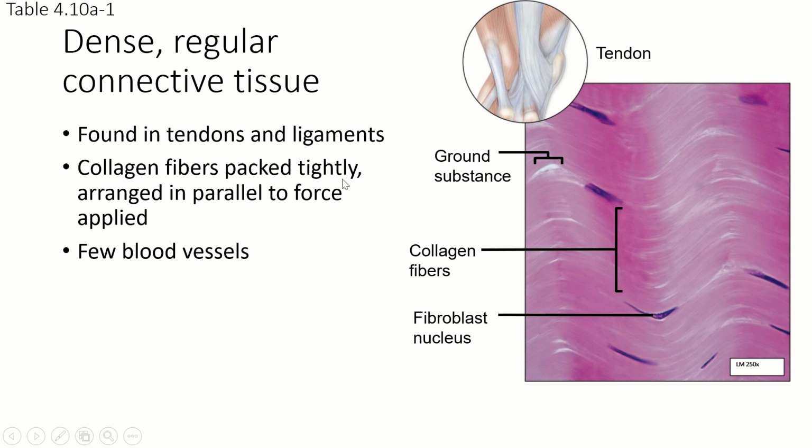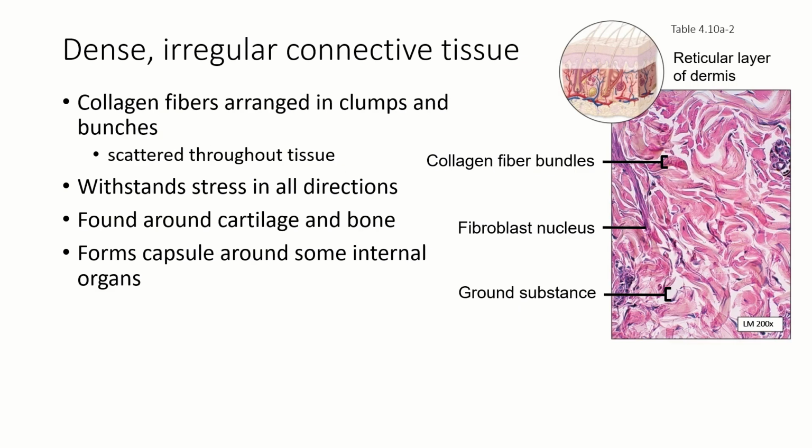You can always tell dense regular connective tissue because the fibroblasts are just totally smushed between the collagen fibers. They just look crushed. There are very few or often no blood vessels actually within the dense regular connective tissue, which is why it takes so long for ligaments and tendons to heal. They don't have good blood flow.